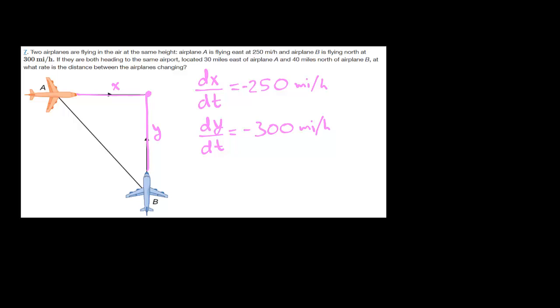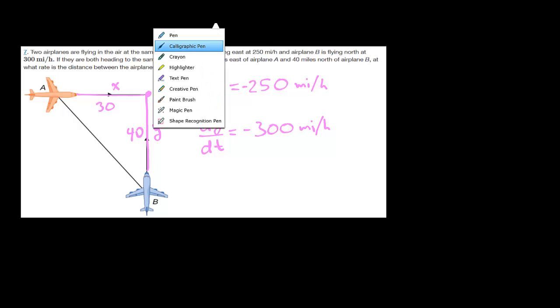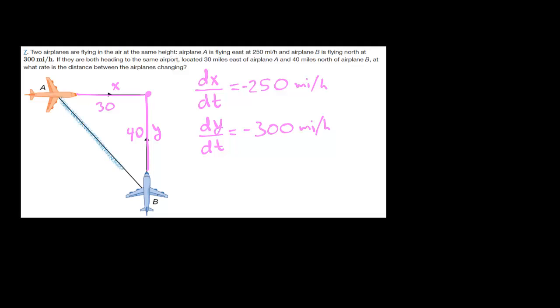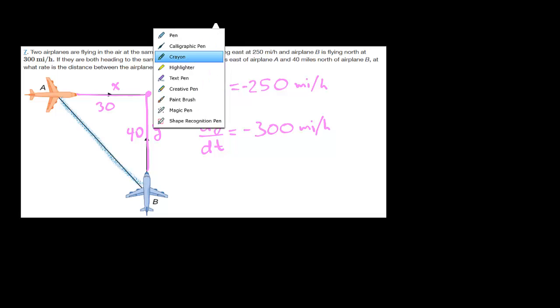Okay, they are both heading to the same airport, which is right here, located 30 miles east of airplane A. We're taking a snapshot. We're saying it's 30 miles east of airplane A and 40 miles north of airplane B. So we're saying this is 40 right here. At what rate is the distance between the airplanes changing? We want to know at what rate this hypotenuse over here is changing when we take this snapshot, when plane A is 30 miles out and when plane B is 40 miles out. That's what we're looking at.